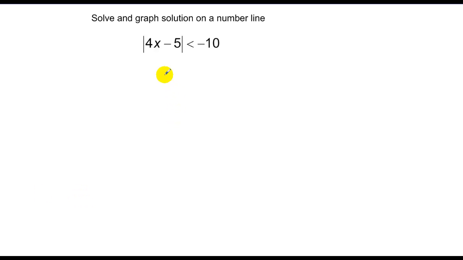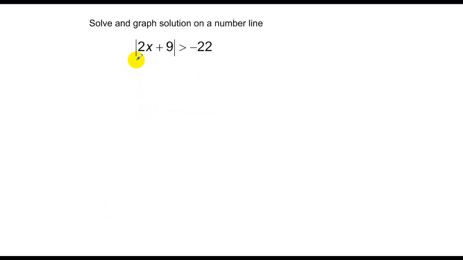In this problem, we want to solve this absolute value and put it on a number line. When I see this negative 10, I start questioning things. When is an absolute value less than a negative number? Well, we talked about absolute values being distance away from 0, and distance is defined as a positive term. So when is a positive less than a negative? Never going to happen. So there's no solution here, and problem over.